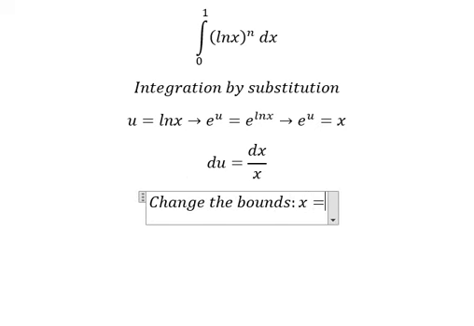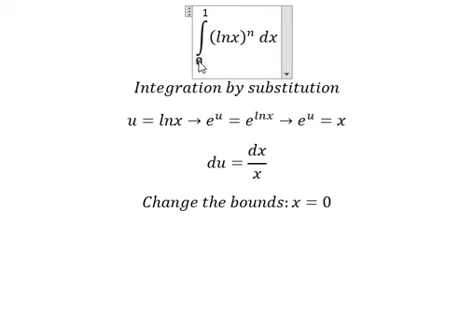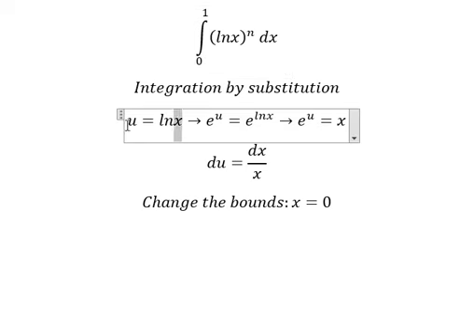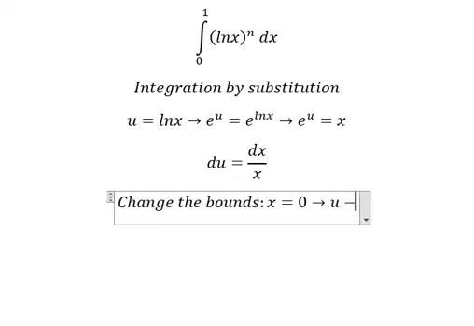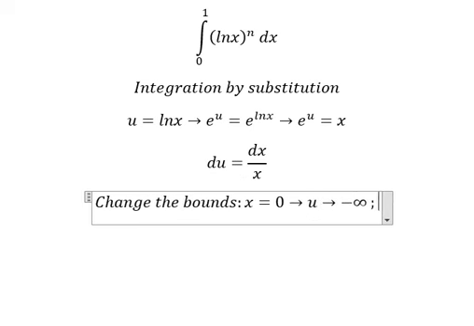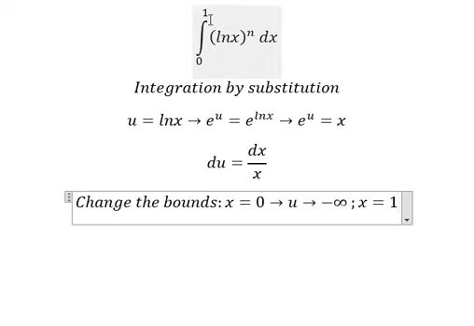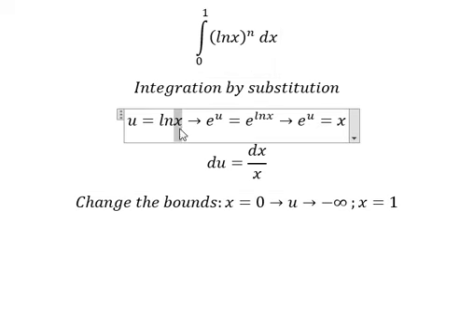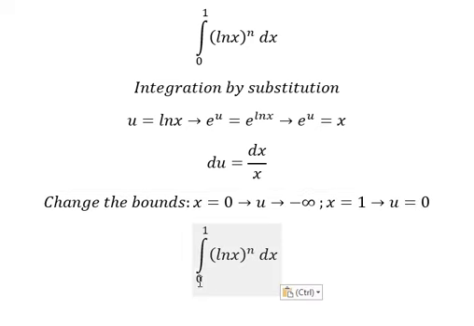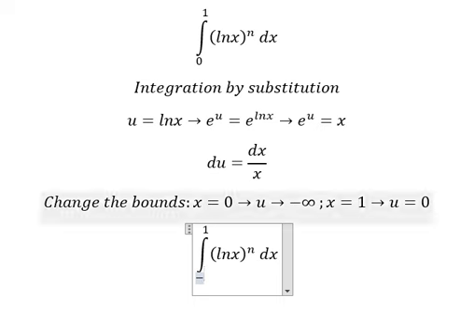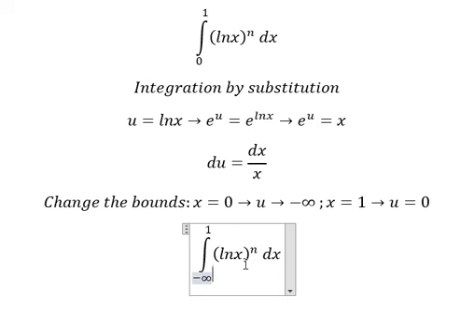When s equals 0, we put 0 in here, and we can see that u will go to negative infinity. When s equals 1, we put 1 in here, and we can find the value of u. So u equals 0. So 0 becomes negative infinity, and 1 will go to 0.